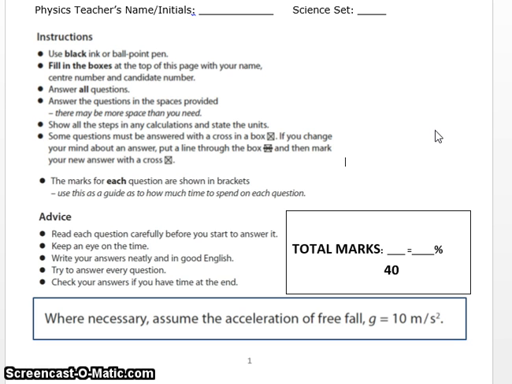If you don't label your axes with quantity and a unit, you don't get that mark. So if you lose 2 marks, that's 5% of your overall mark just lost by forgetting those units. So remember, use the units always.